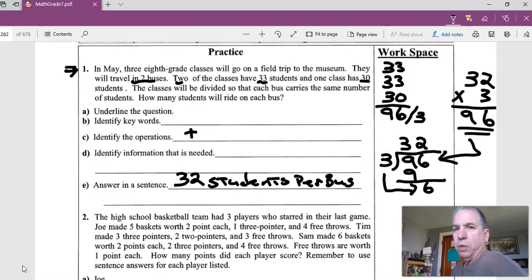So that's question 1 on lesson number 6. Give me an email if you have any questions or concerns about this or any other lessons. Next up, we'll take a look at problem 2 here.